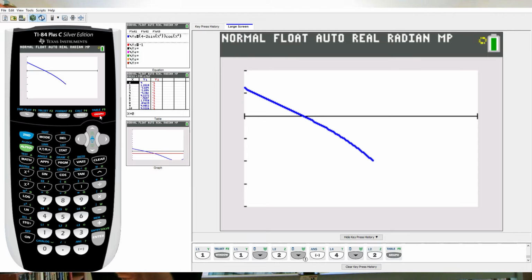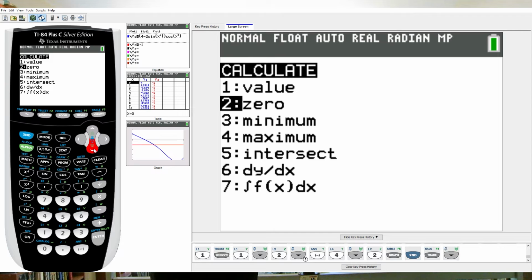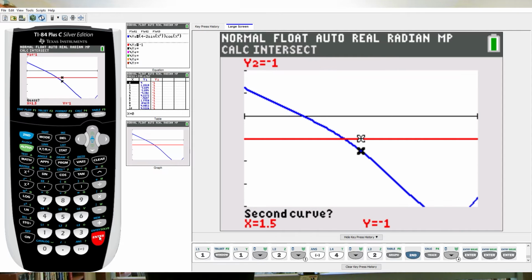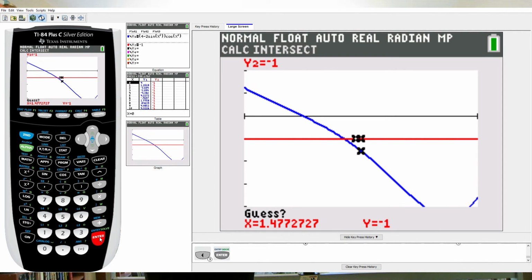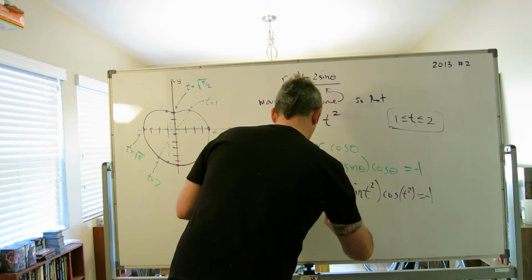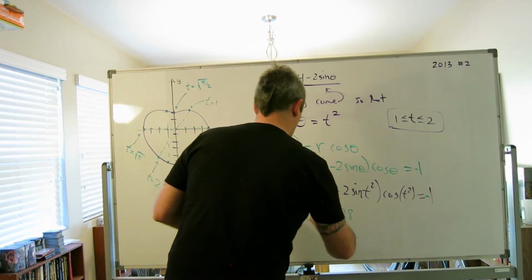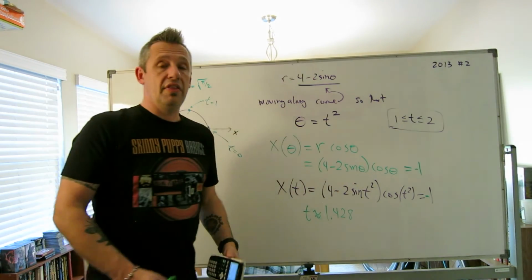And then, oh, I don't want it to equal 1, I want it to equal negative 1. So again, I keep on messing up. This is when does it equal negative 1. And then I'm going to calculate the intersection. So, second, calculate, intersect, first curve, second curve, guess. And I found out that this happens when x, but in my calculator, don't forget, x is actually t. T equals 1.428, approximately. 1.428. And that is my final answer.